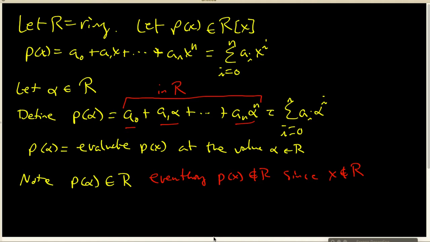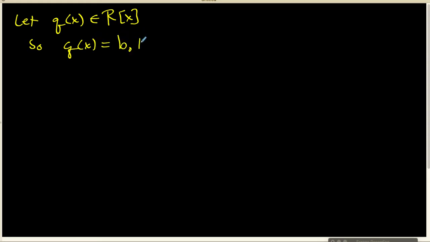Well, let's see. What's the next thing that I want to look at? Well, I want to actually see how evaluation works with polynomial arithmetic. So let's look at the following idea. I'm going to let Q of x also be inside R square bracket x. So Q of x can be thought of as b sub 0 plus b1 times x all the way up to, I don't know, bm times x to the m. In sigma notation, this would be the sum as i goes from 0 to m of b sub i times x to the i.